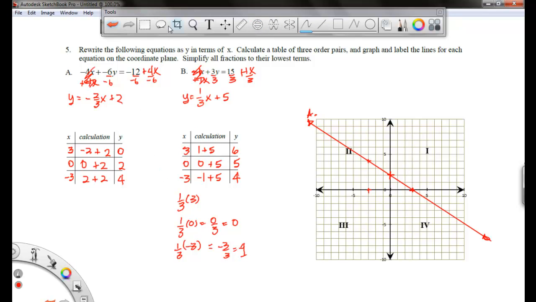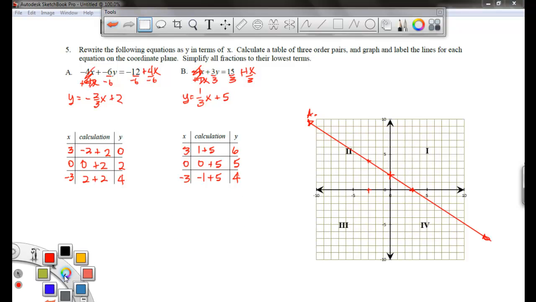Alright, now let's go ahead and graph B. Let me erase this stuff right here. I don't need that anymore. So we'll do this one in light blue. So we got 3 and 6. So 3 on the x-axis, 1, 2, 3, and then 1, 2, 3, 4, 5, 6 going up in the y direction. 0 and 5, 0 on the x, 5 on the y. And then I have a negative 3, so 1, 2, 3, and then 1, 2, 3, 4. So now our line goes through these points.